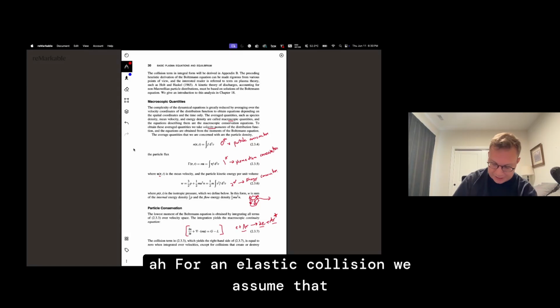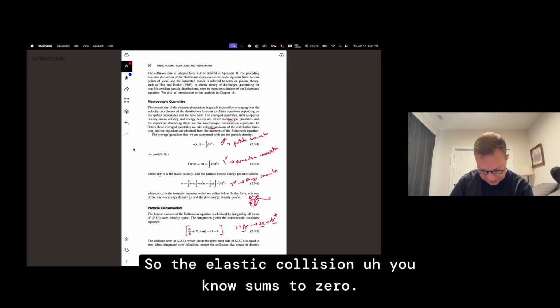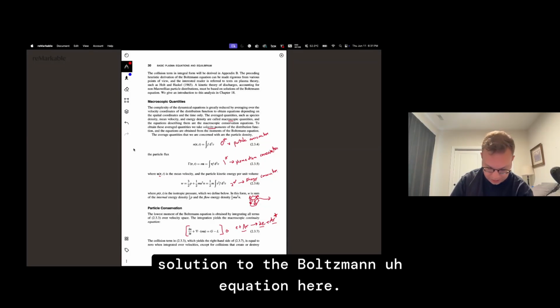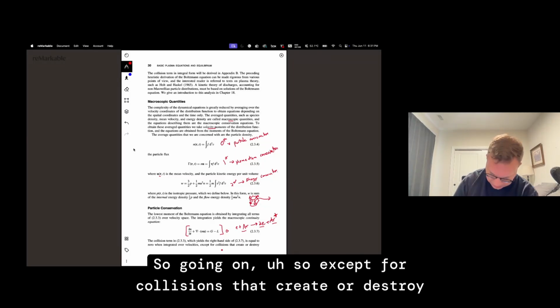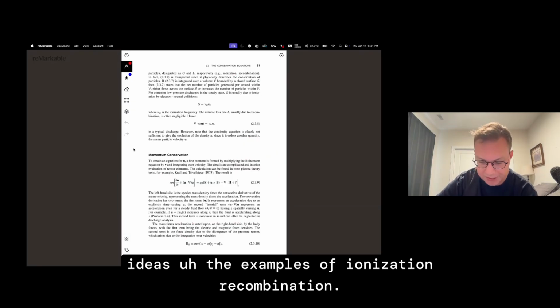For an elastic collision, we assume that there are symmetric elastic collisions happening. So the elastic collision sums to 0. And that's important for getting an analytical solution to the Boltzmann equation here. So going on, except for collisions that create or destroy particles, designated as G and L respectively, the text gives the examples of ionization and recombination.